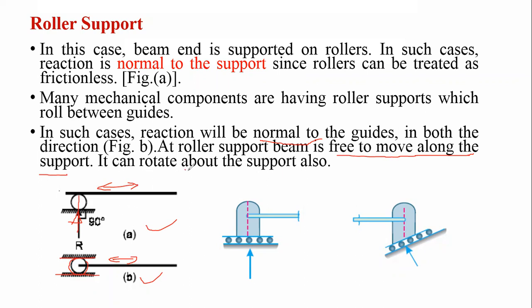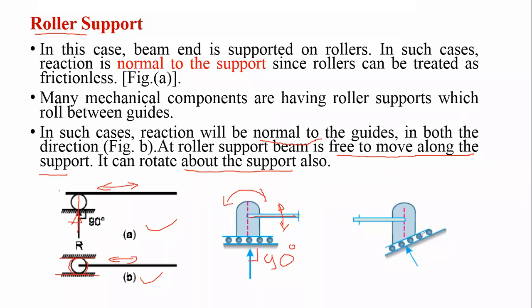It can rotate about the support. It is allowed to rotate also. It means that this support is allowed to rotate about this point. Such a support is called a roller support. Now here, this reaction is always at 90 degrees with the support.